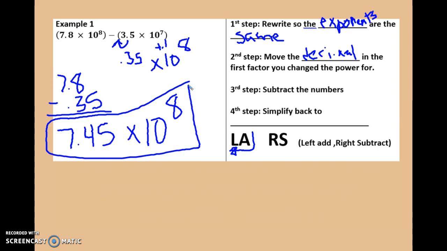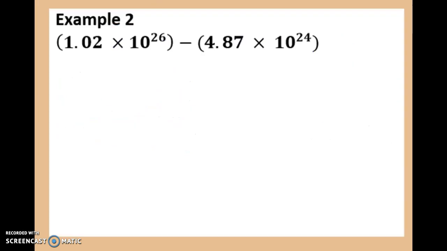So the last thing here is to simplify it back to scientific notation. Now just as a review, because we moved it to the left, we added, but if we had to move our decimal to the right, we would end up subtracting. So remember LARS as we're working with scientific notation.